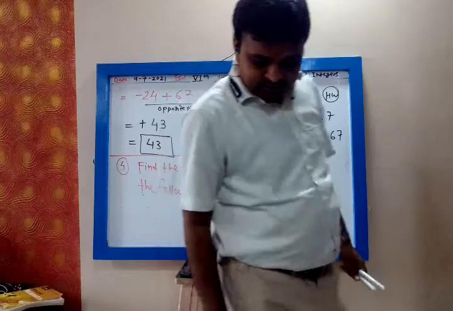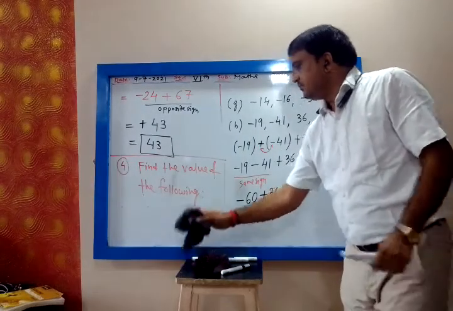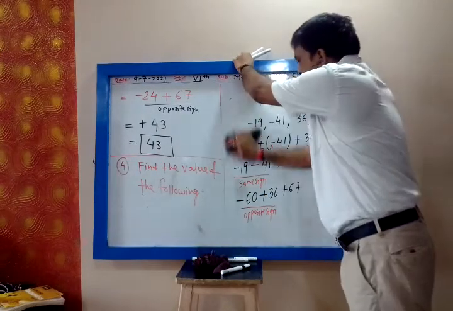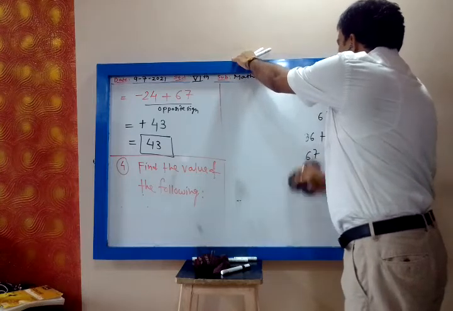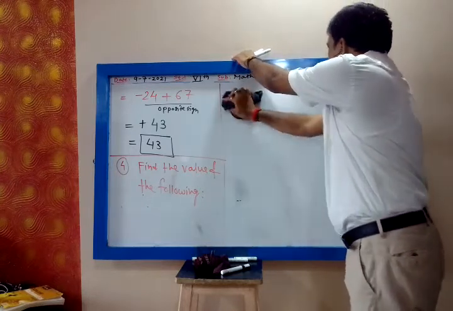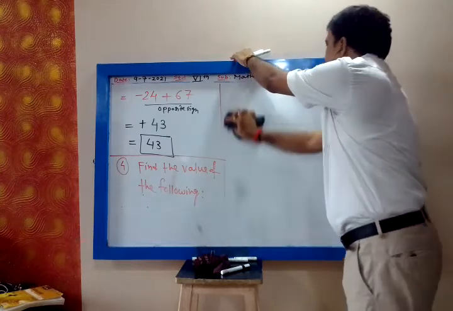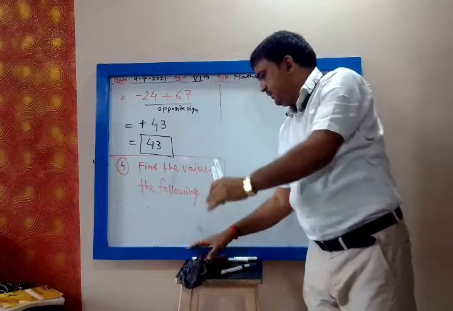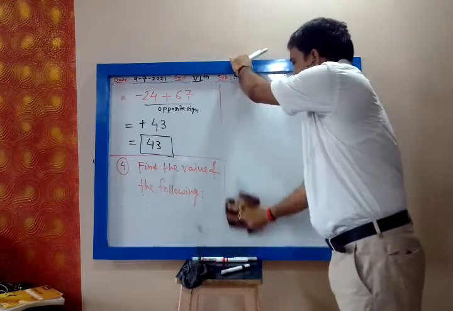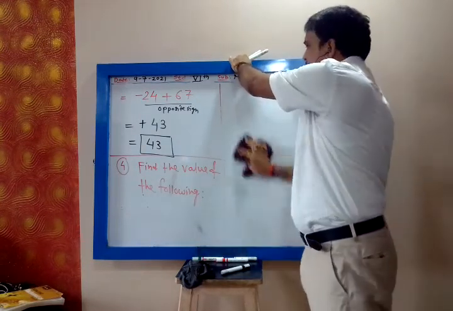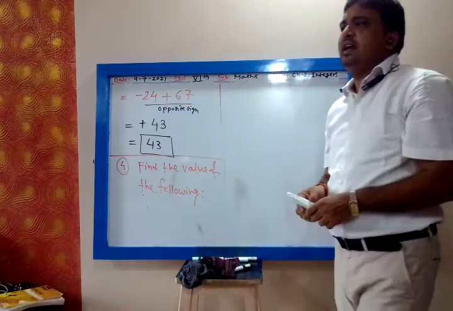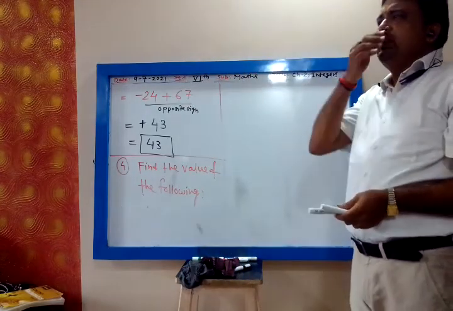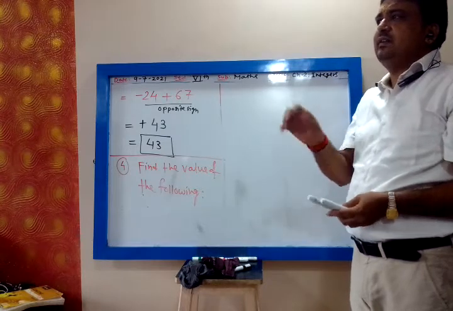Minus 8. Okay, we'll see each one of them. So in addition, you have to be careful. Whenever they have same sign, add the number, take the common sign. Whenever they have opposite sign, you subtract the number, take the sign of bigger number.